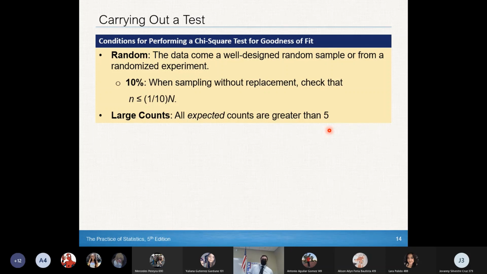Okay, so essentially like all the other tests and confidence intervals and things like that we've done, we've got the random, 10%, and something having to do with the size of the thing we're comparing. It would be sample size, or in this case, our expected counts.